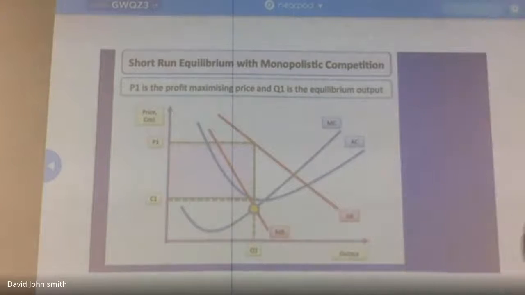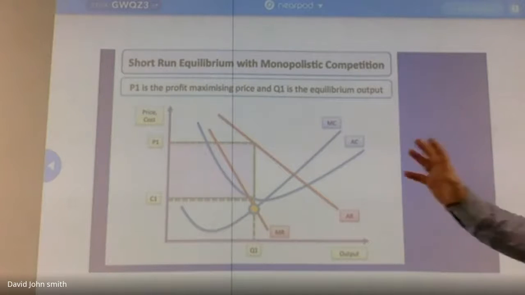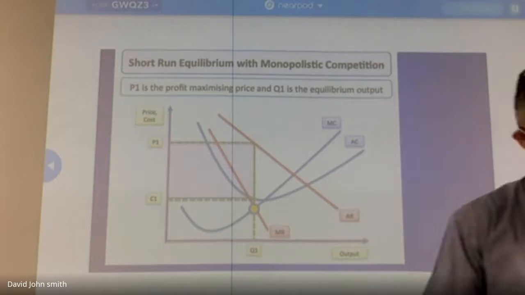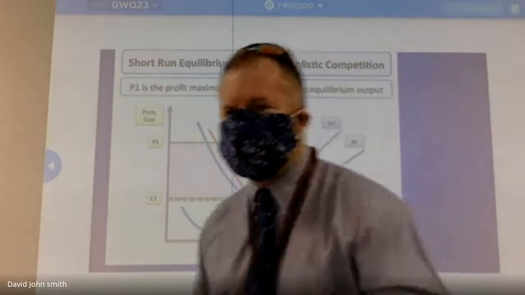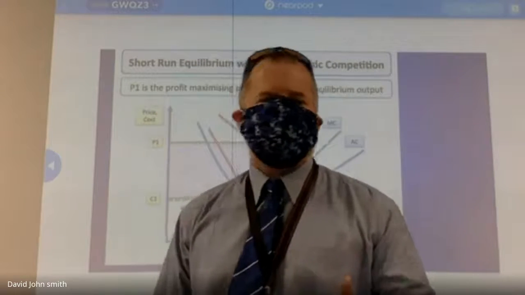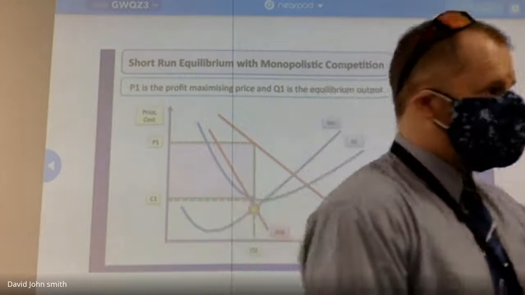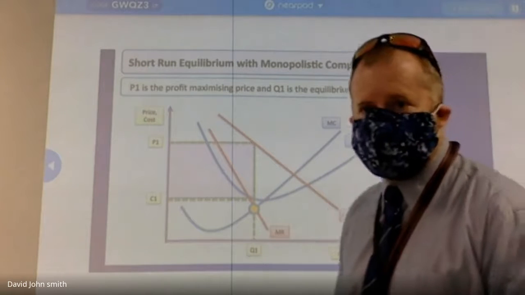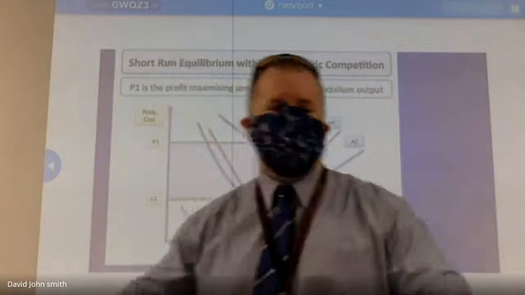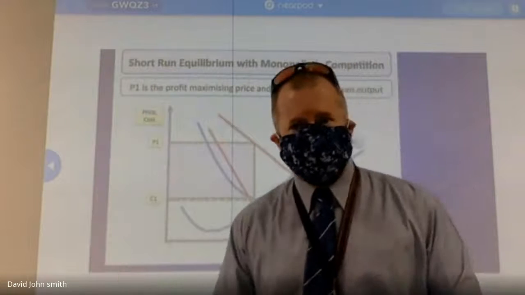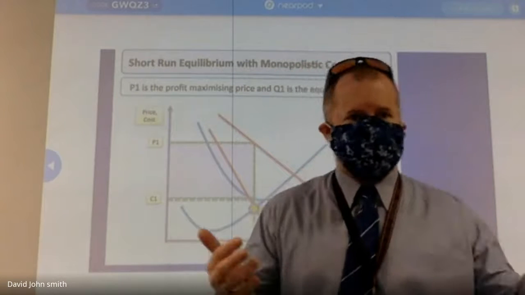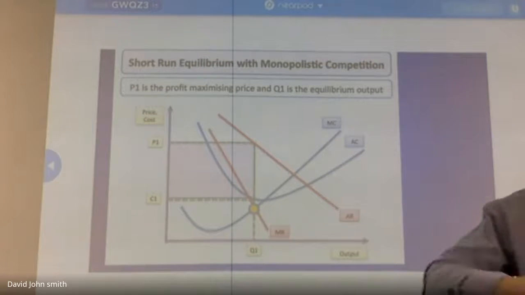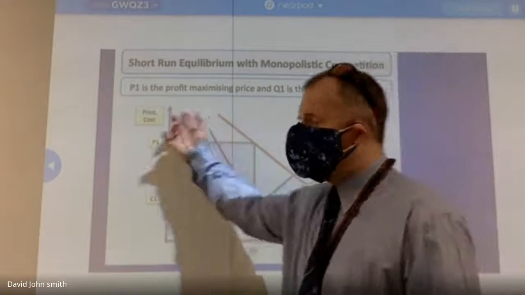Right. So that's a short-run equilibrium for a monopolistically competitive firm. We say it's a short run because in the longer run, what's going to end up happening is you're going to attract other competing firms into the market. Because it's monopolistically competitive, it's not a monopoly, but it's also not necessarily 100% competitive. There are elements of control that they have over the price.